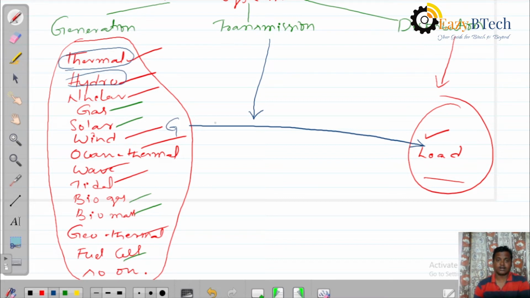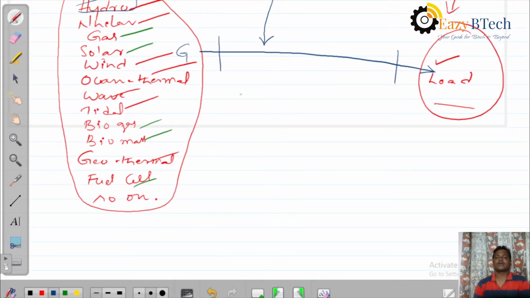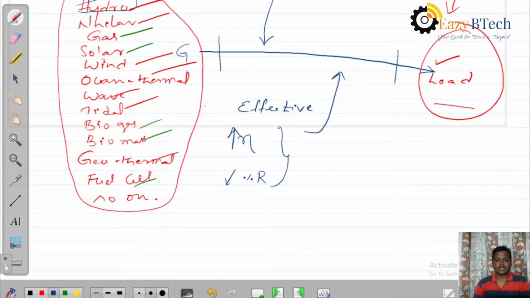Therefore, as electrical students, what do you learn from this transmission of electrical power? In transmission of electrical power, we learn about how to build an effective transmission system. What is meant by effective transmission system? An effective transmission system has more efficiency and less percentage of regulation. Then this transmission system is called an effective transmission system. In this subject we learn about how to build an effective transmission system.